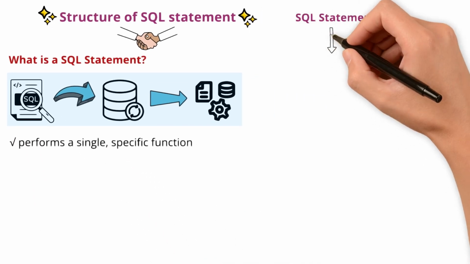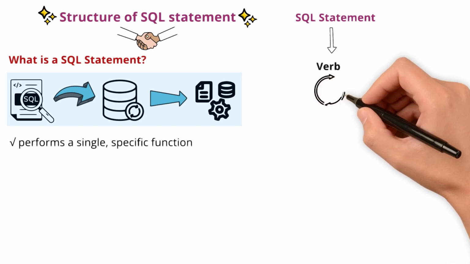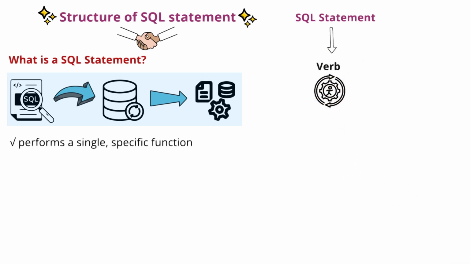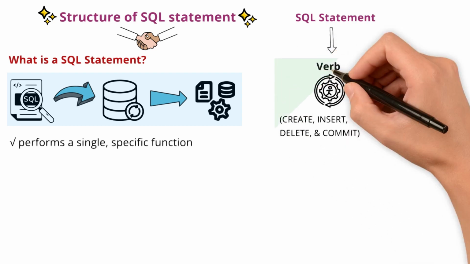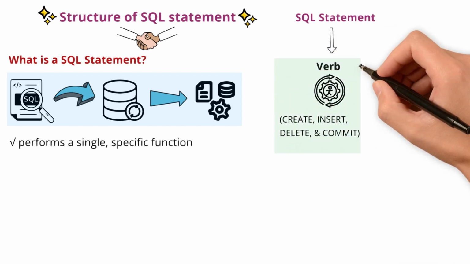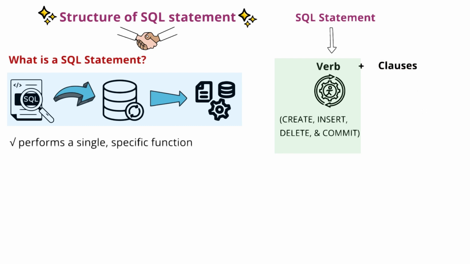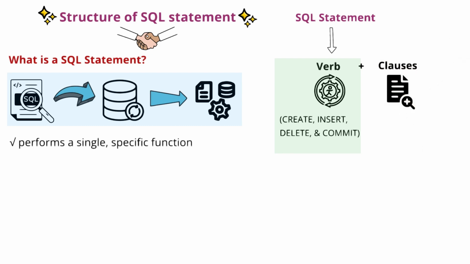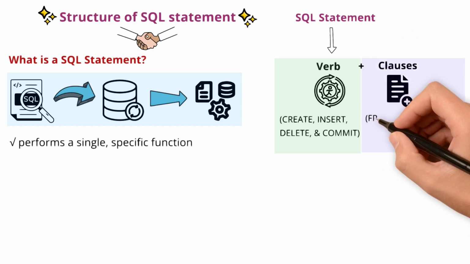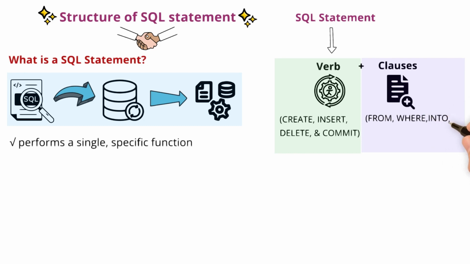Every SQL statement begins with a verb, a keyword that describes its action. Create, insert, delete, and commit are typical verbs. The statement continues with one or more clauses, each providing more detail about what the statement is supposed to do. Typical clauses are from, where, into, group by, order by, and having.